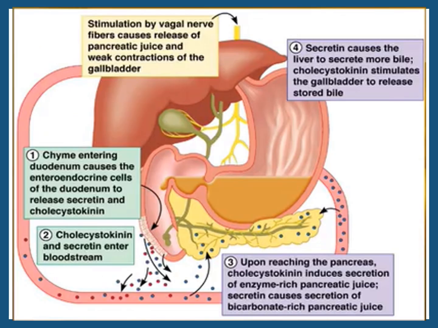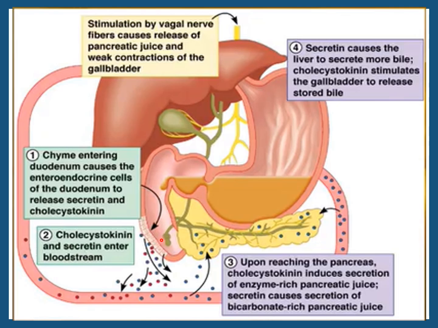This diagram shows you stimulation by the vagal nerve that's going to cause the pancreas to release those pancreatic juices, and it's also going to stimulate the gallbladder to contract. So you can see that nerve here, and it's going to branch off and innervate the gallbladder at the same time as this pancreas. So once we have this chyme entering into the duodenum, that's going to cause these enteroendocrine cells of the small intestines to release secretin and CCK.